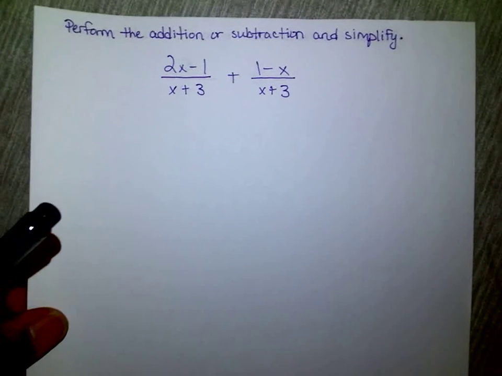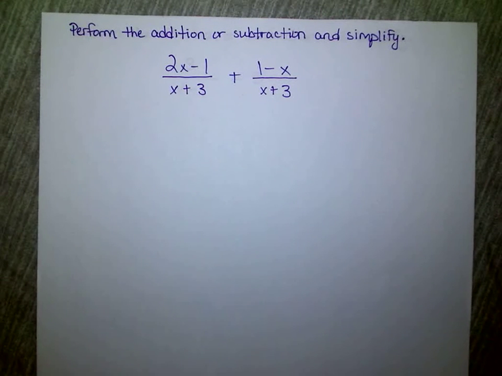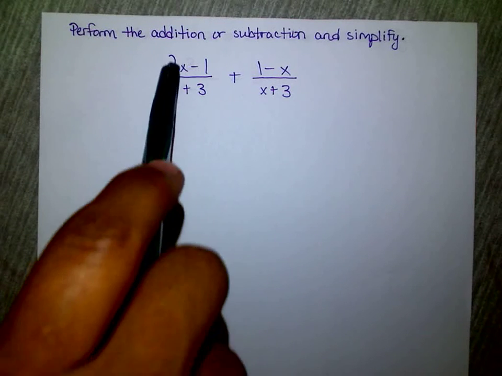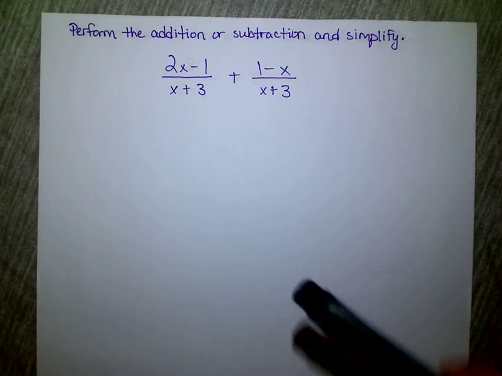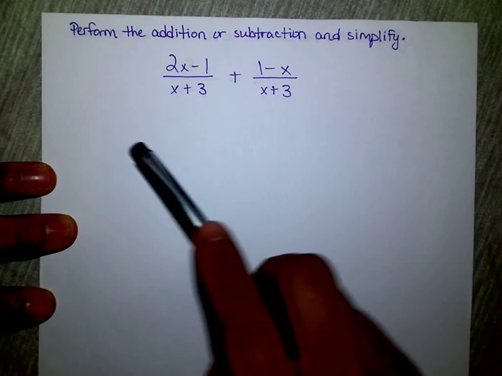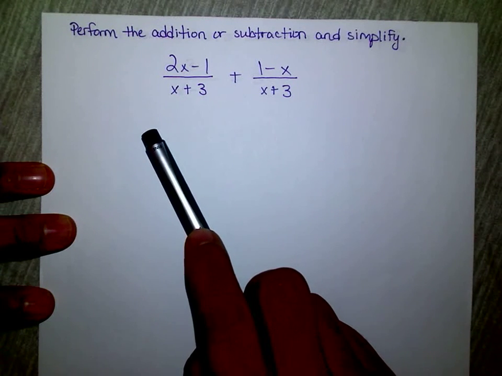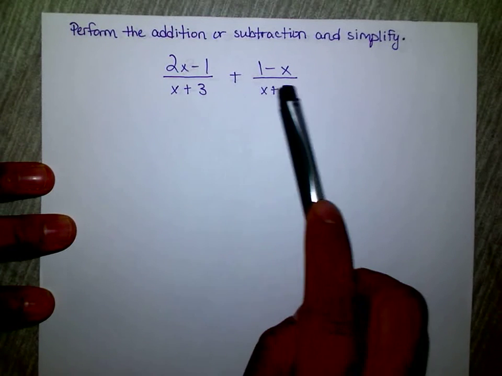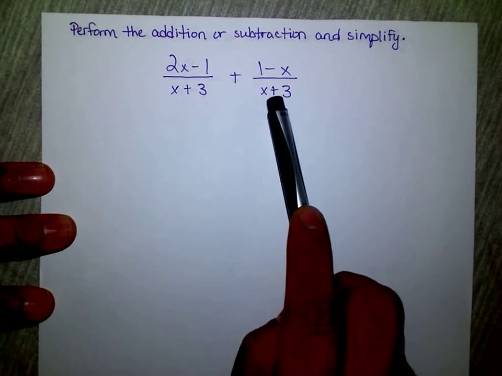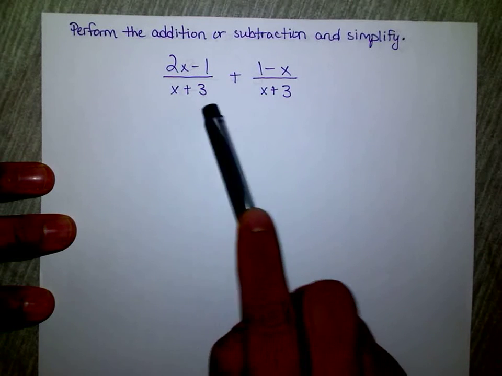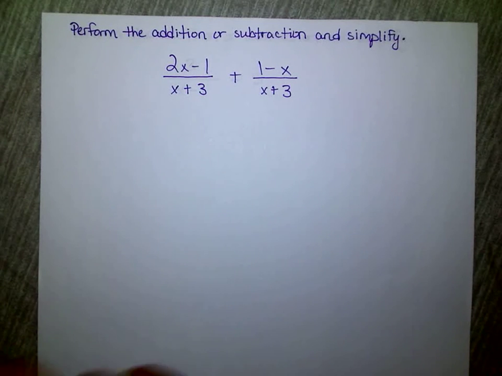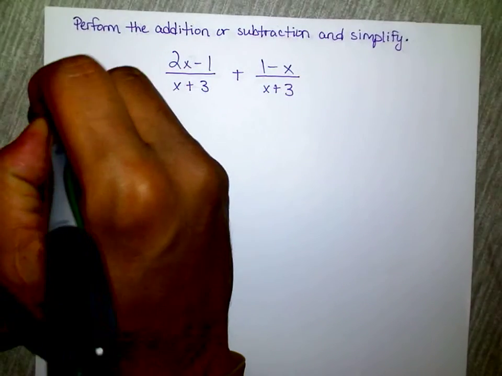Perform the addition or subtraction and simplify. First thing we want to note, these are simply fractions. They look really crazy on the top and bottom, but they're simply fractions. And when you're adding or subtracting fractions, the denominator, the bottom, has to be the same. And in this case, they are. So, let's go ahead and rewrite it first.